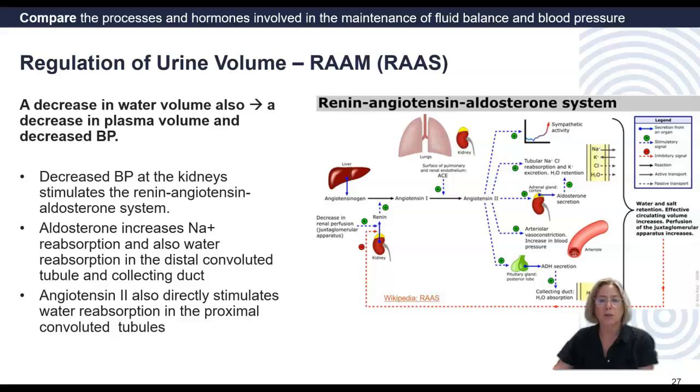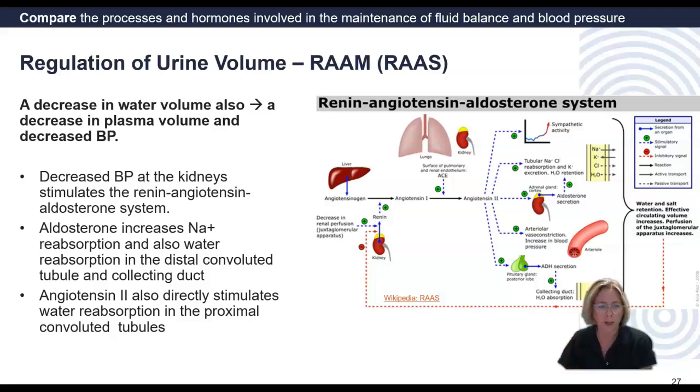And the renin-angiotensin-aldosterone mechanism or system should also be very familiar to everybody. So I'll just go through it very briefly. A decrease in water volume will cause a decrease in plasma volume and decreased blood pressure. The decreased blood pressure at the kidneys is registered, and that stimulates the renin-angiotensin-aldosterone system. Remember, angiotensinogen is made in the liver, it's inactive. It gets converted to angiotensin 1 via renin, and then angiotensin converting enzyme from the lungs then converts Ang1 to Ang2, and then Ang2 is a potent vasoconstrictor.